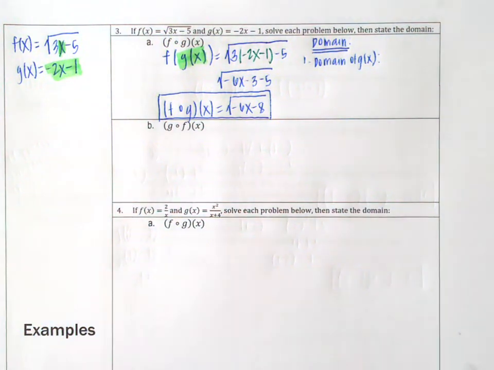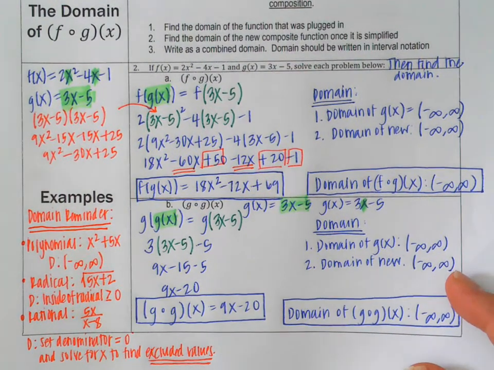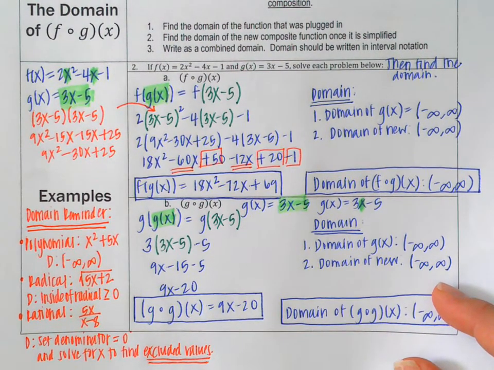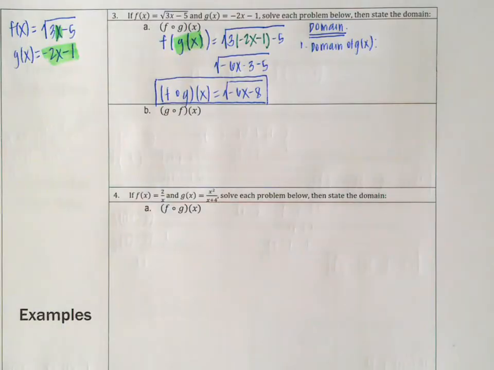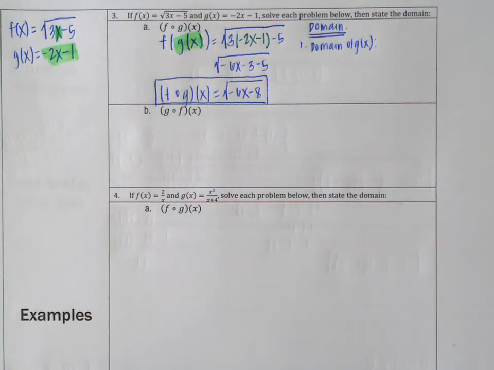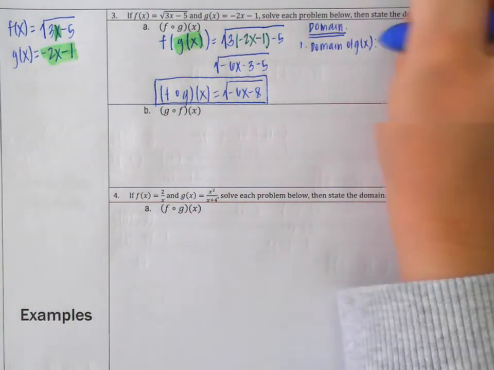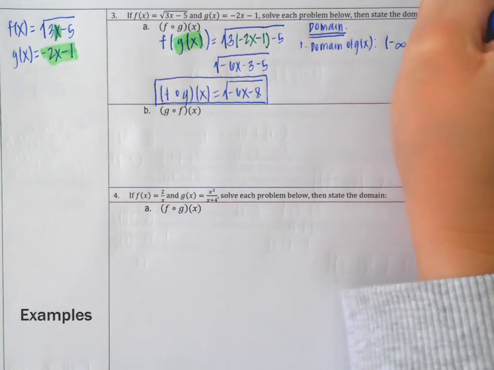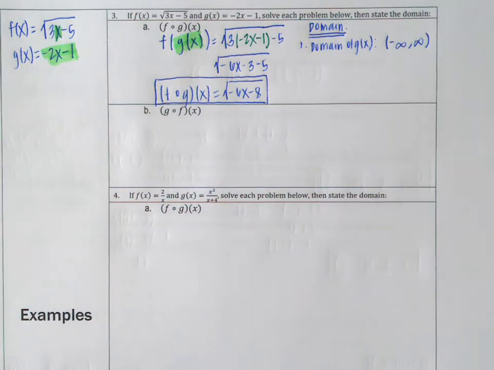And g of x is negative 2x minus 1. If we look back at our refresher from video 1, remember we have three types of domains: polynomial, radical, and rational. Is negative 2x minus 1 a polynomial, a radical, or rational? If you're saying it's a polynomial, you're correct. Whenever it's a polynomial, the domain is always all real numbers.